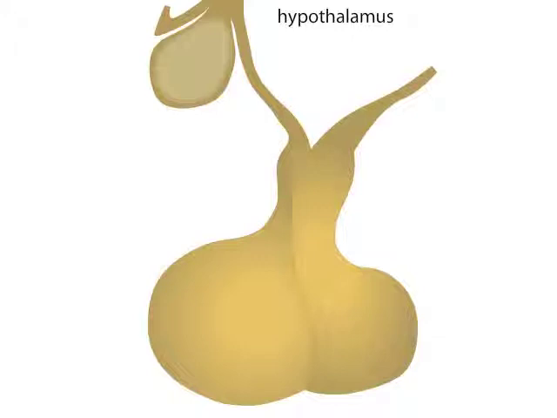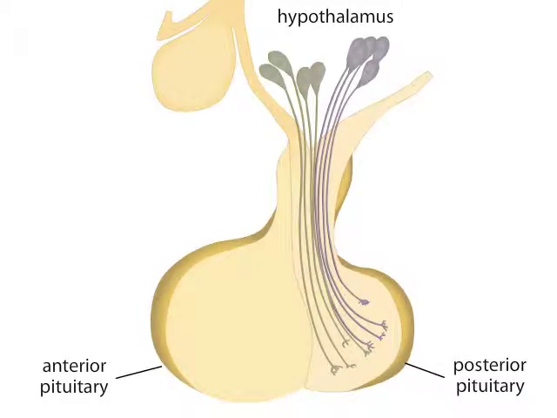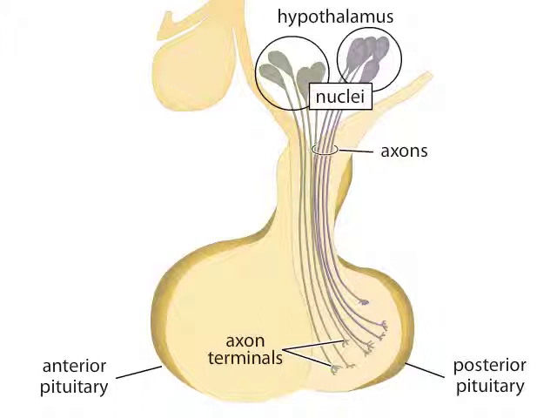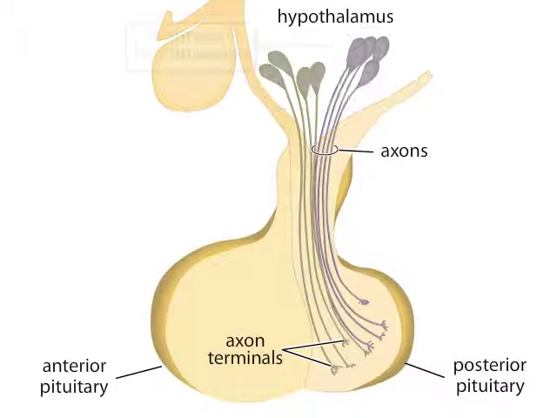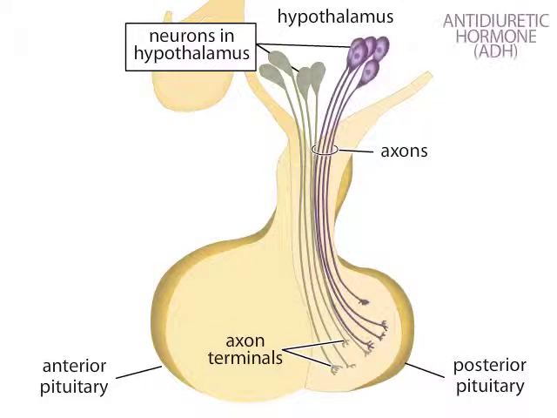The pituitary gland consists of two distinctly different parts. One part, the anterior pituitary, originates from glandular tissue. The other part, the posterior pituitary, consists of neural tissue and is essentially an extension of the brain. As an extension of the brain, the posterior pituitary contains axons from neurons in the hypothalamus. These neurons produce two hormones released from the posterior pituitary. The neurons that extend into the posterior pituitary produce either antidiuretic hormone, ADH, or oxytocin.